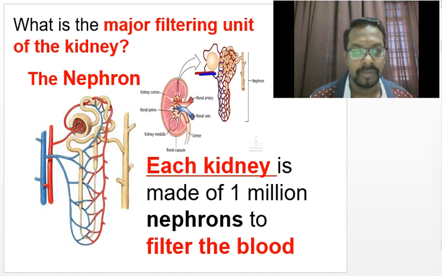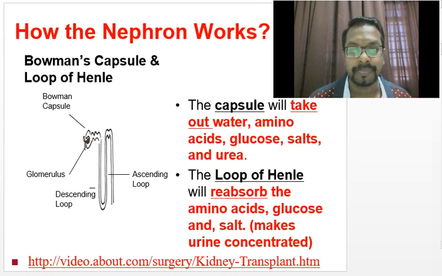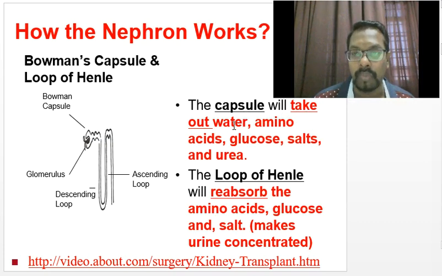Let's move on and go deeper into how the nephron works. In the nephron we have the Bowman's capsule and the loop of Henle. This is the Bowman's capsule, and we have the loop of Henle, which has an ascending loop and a descending loop. The Bowman's capsule will take out water, amino acids, glucose, salts, and urea. Take out means they are going to excrete it.